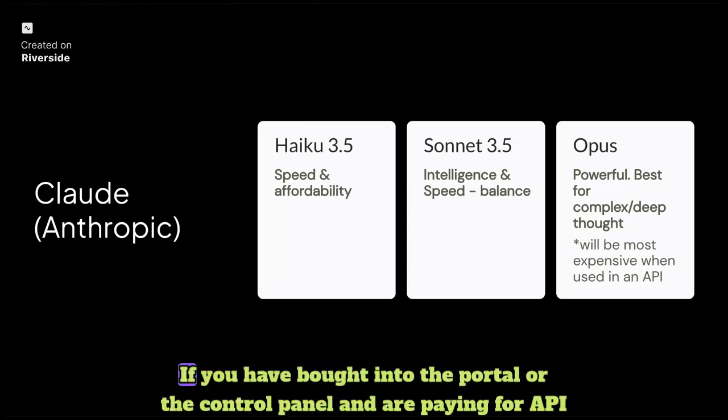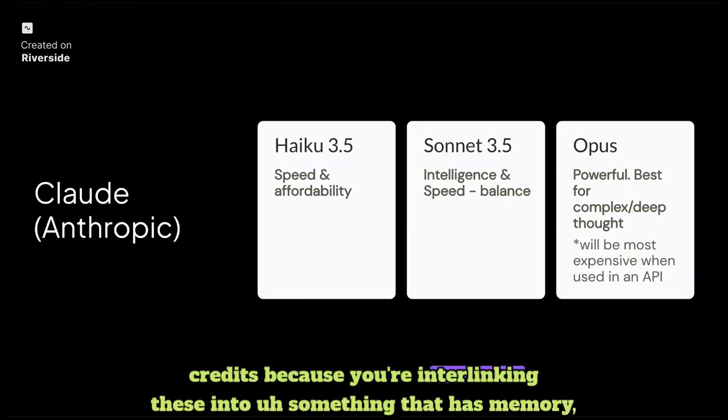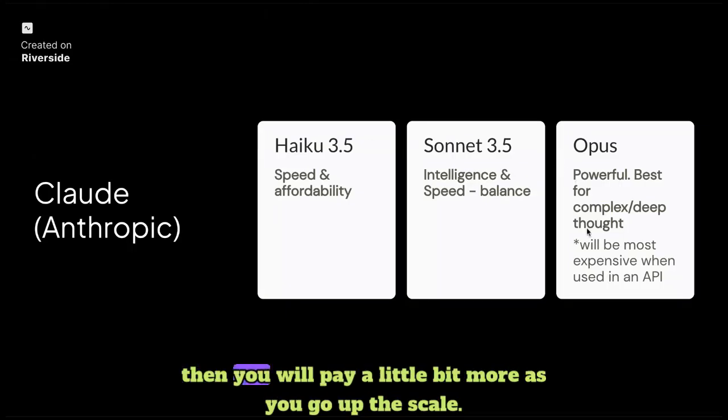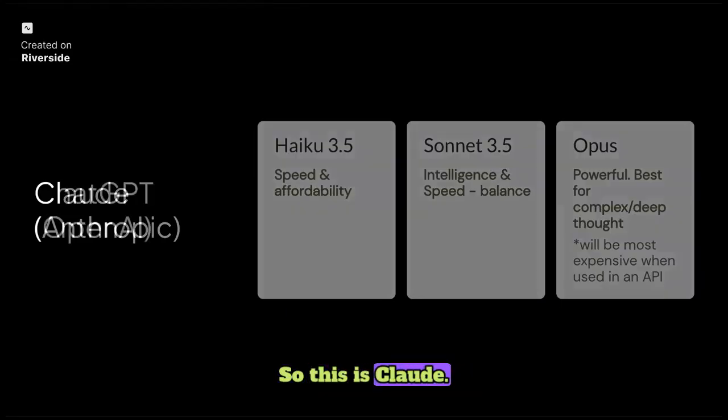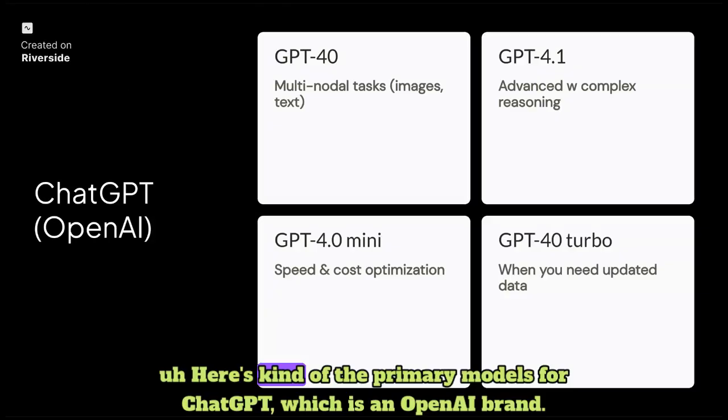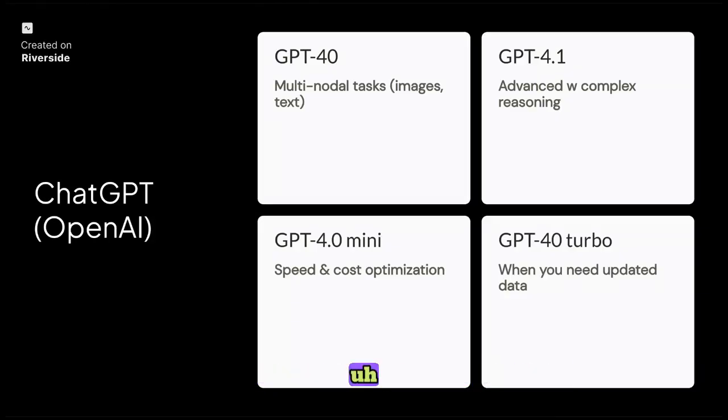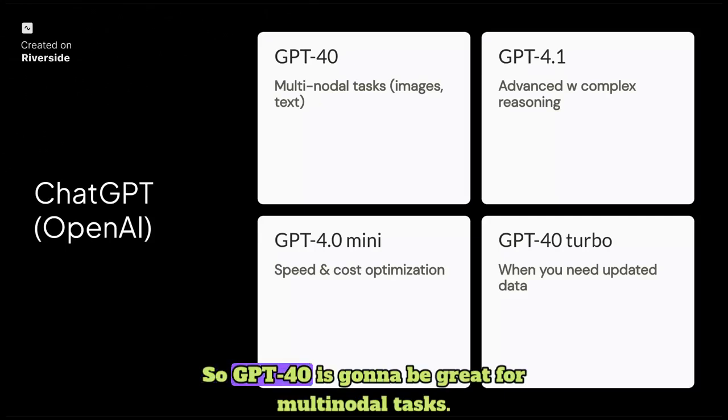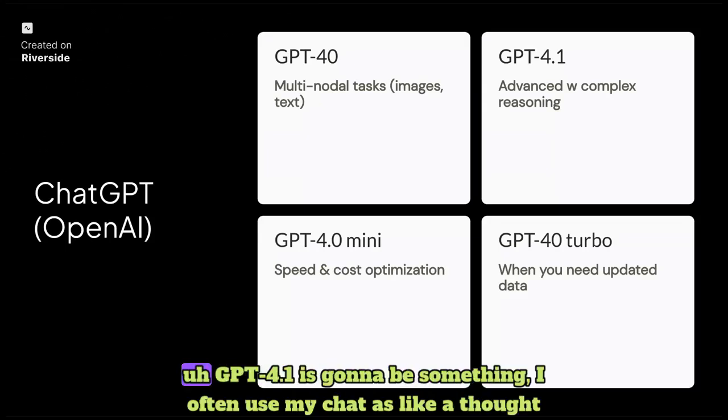And then if you have bought into the portal or the control panel and are paying for API credits because you're interlinking these into something that has memory, then you will pay a little bit more as you go up the scale. So this is Claude. Here are the primary models for ChatGPT, which is an OpenAI brand. GPT-4o is going to be great for multimodal tasks. You want text and images.